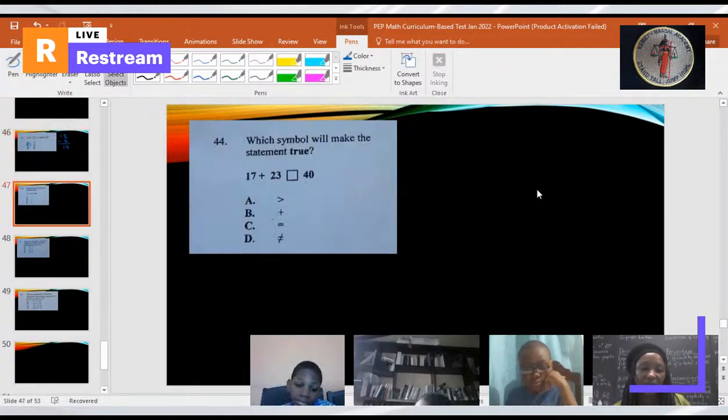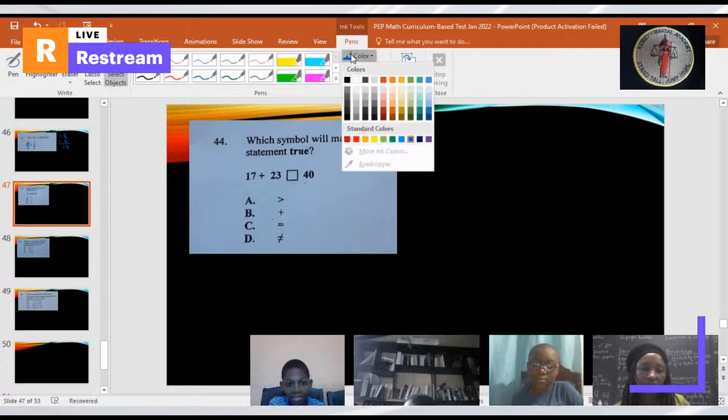Rodriguez, 44. Which symbol will make the statement true? Wait, I didn't read the statement. Which symbol will make the statement true? 17 plus 23 blank 40.